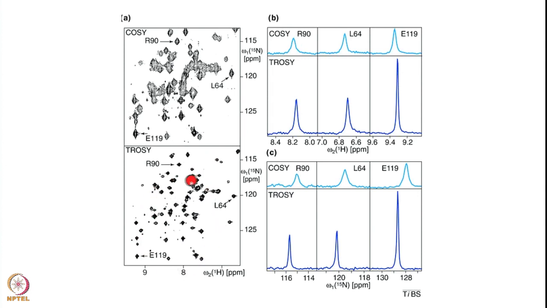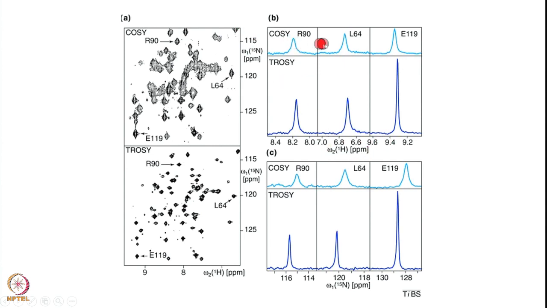Now we take this cross section. There are 3 cross sections taken: this peak, and this peak. These 3 cross sections are shown here. This is in the COSY. So you take a cross section like this, horizontal cross section, in all these positions. So it shows the line width along the F2 dimension. So here it is the case of the proton.